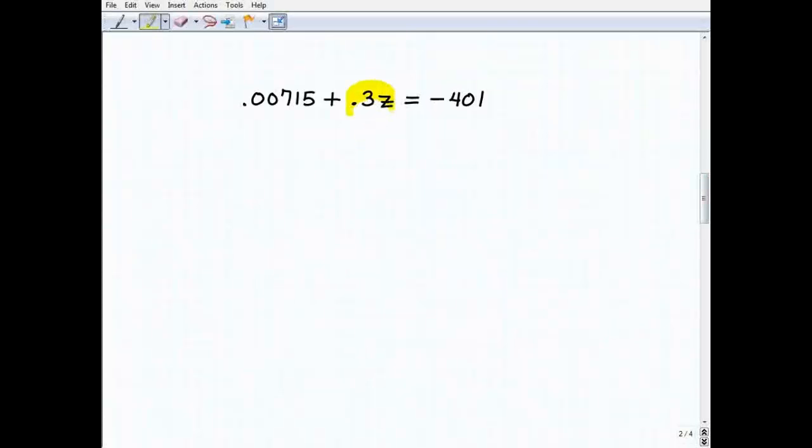In this equation, 0.3z is our variable term. So we're going to subtract 0.00715 from both sides of the equation. Now, another thing I want to mention here is give yourself enough room to work.